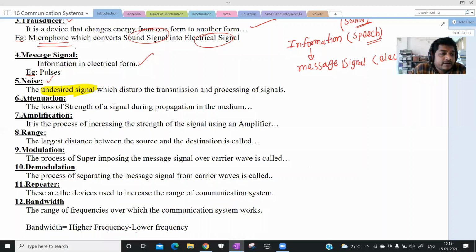Next one is attenuation. What happens whenever we are sending signals into the space? In the medium, some particles will be there. Due to the collision between the particles, the strength of the signal decreases. That refers to attenuation. What is attenuation? The loss of the strength of the signal during propagation in the medium. Whenever the signal is propagating into the medium, its strength decreases. That is called attenuation, due to collision of the atoms.